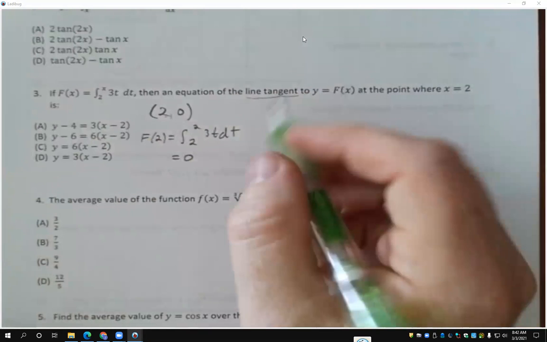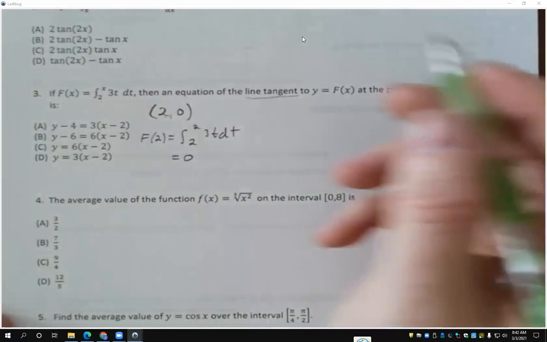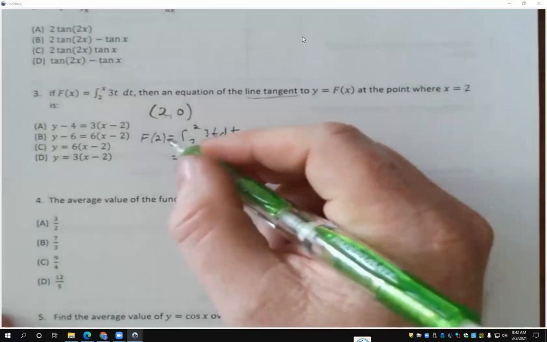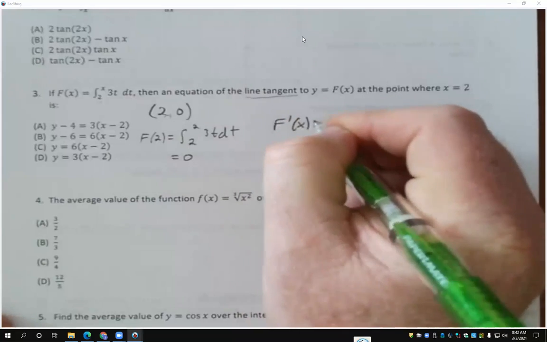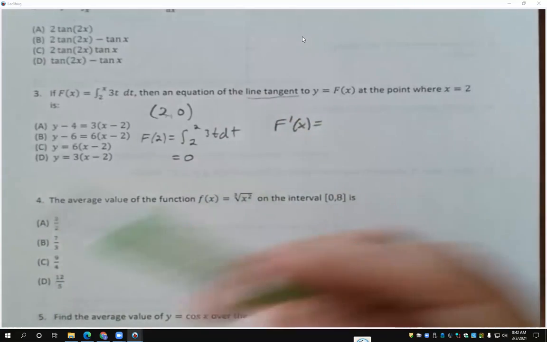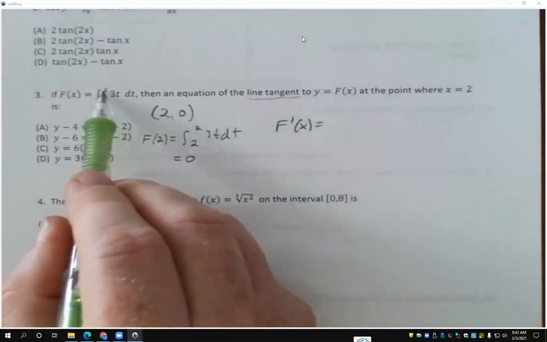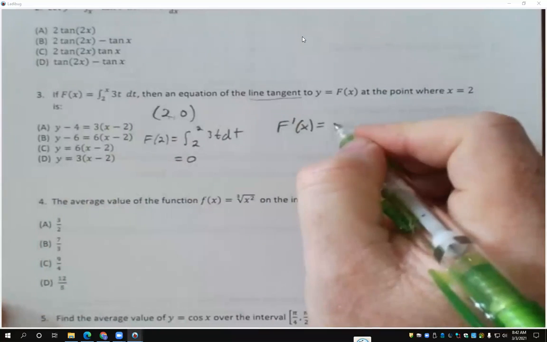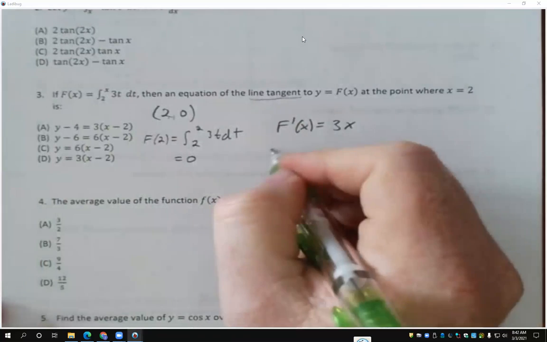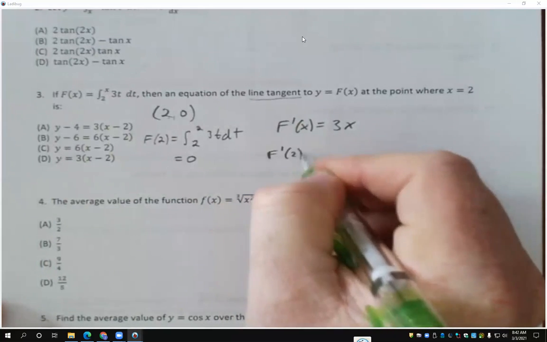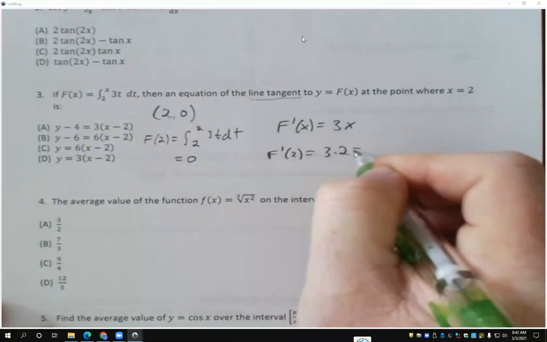Okay, now we need a slope. To find the slope, we need to find f prime of 2. Well, first we need f prime of x. So f prime of x is, this is the Fundamental Theorem of Calculus part 2, which is just plug this x into here. So f prime of x is 3x. Now I need to find f prime of 2, which is 3 times 2, which is 6.